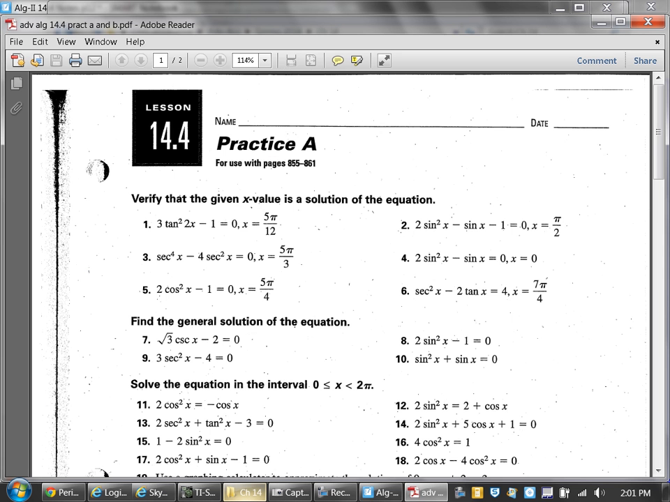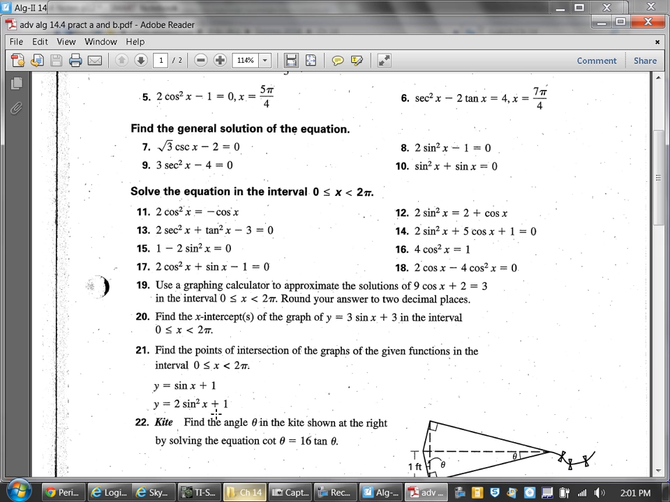Number 14? Sorry, I thought I had this open. 17, 18.